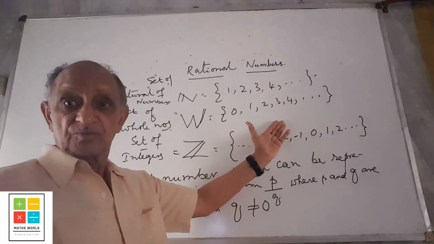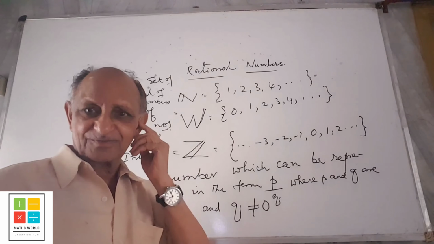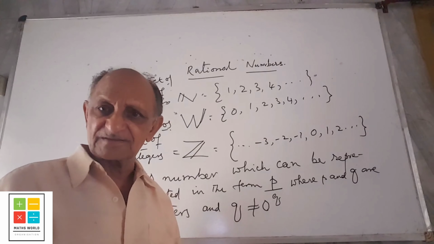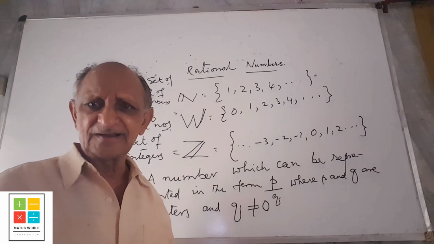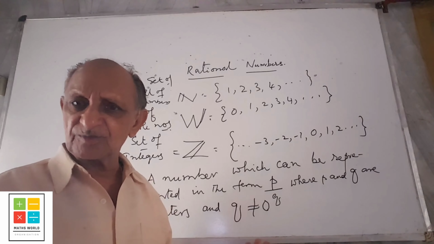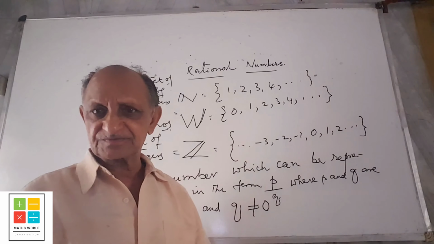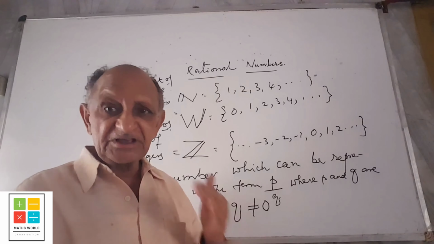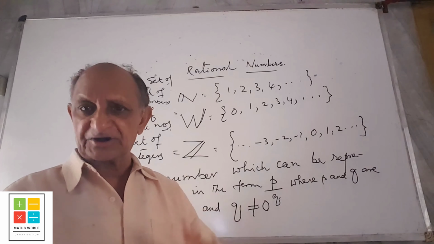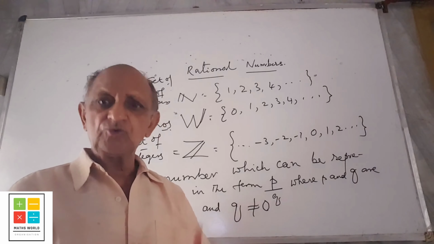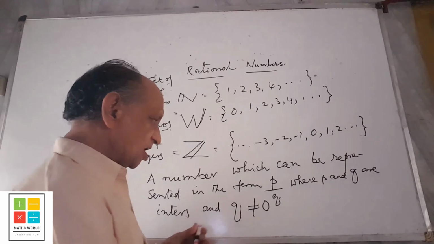Here, when you come, 0 is there. Is it a rational number? 0 by 1. Yes, 0 is an integer. It is also a rational number. So, all these are rational numbers. These rational numbers have some important properties, and we shall do those properties now. I hope you have an idea of what it is.